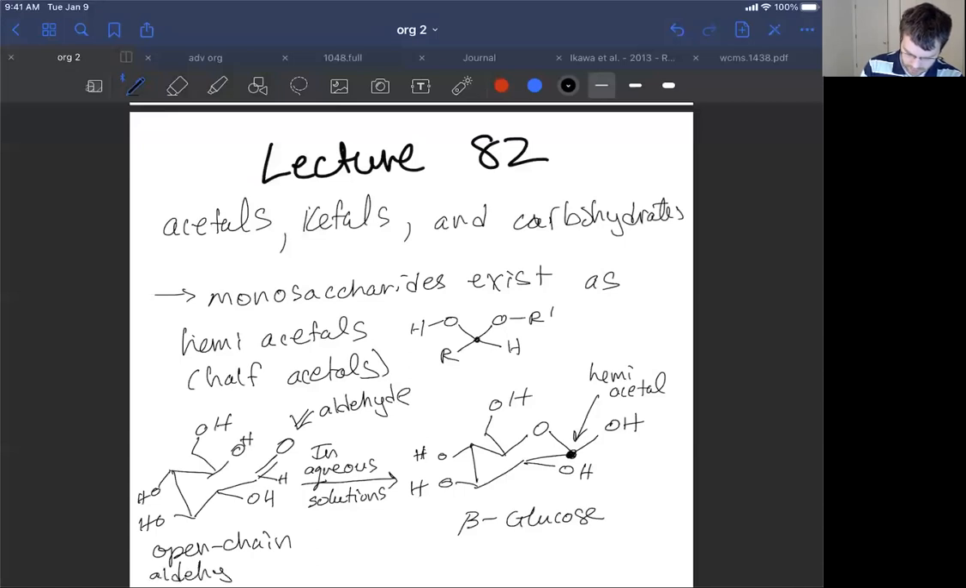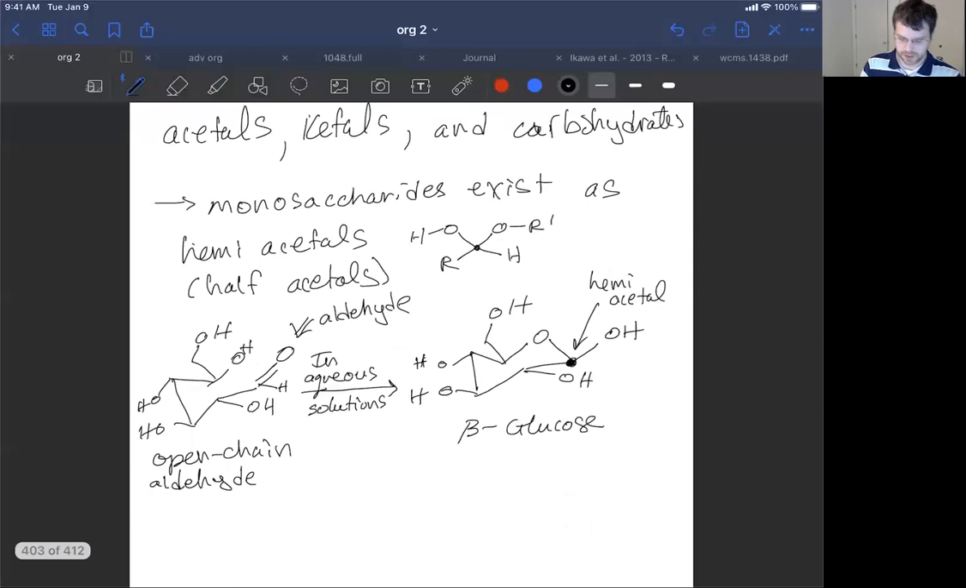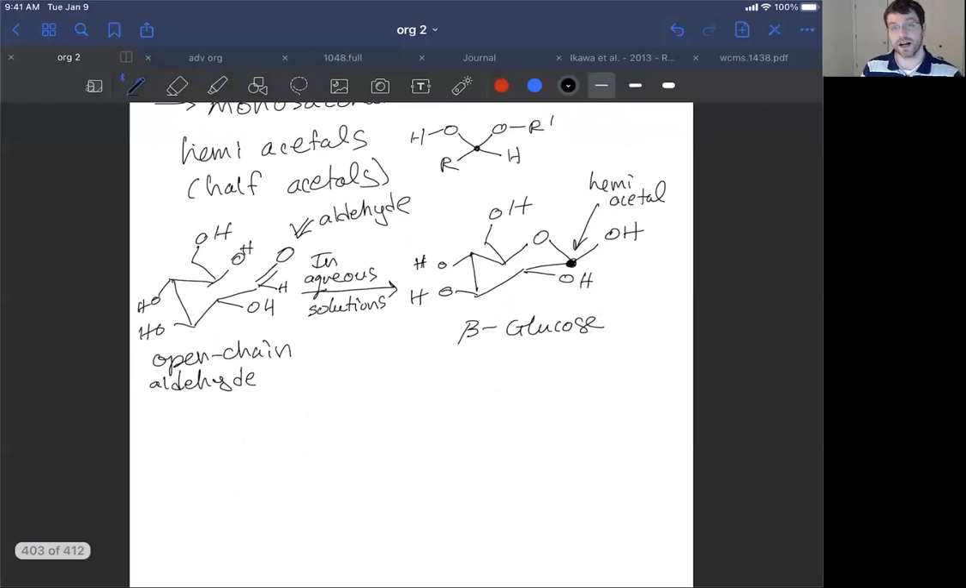aldehyde form. So the important takeaway is that if you have a carbohydrate, they start off as this open chain regular aldehyde, something we're kind of used to drawing, and in aqueous solutions, which, think about it, water's the solvent of life, these sugars are going to cyclize to form hemiacetals. And then additionally, during polymerization, those hemiacetals turn into acetals. So we have an aldehyde. The aldehyde gives rise to a hemiacetal, which makes sense. It's not a ketal, it's an acetal in this case.